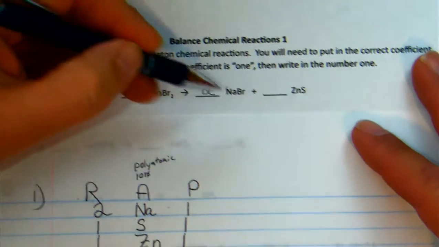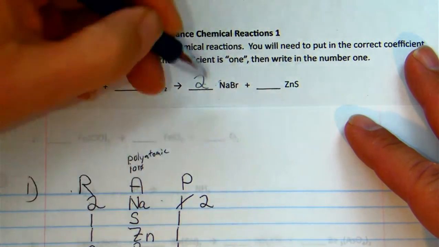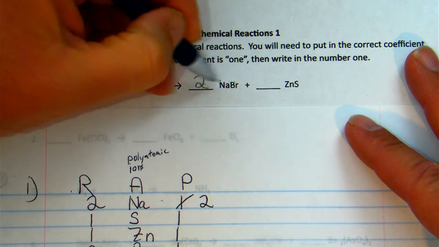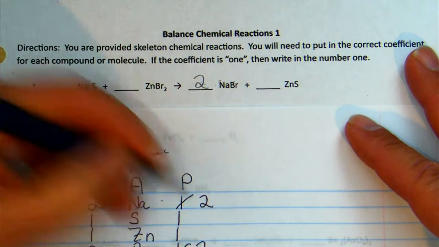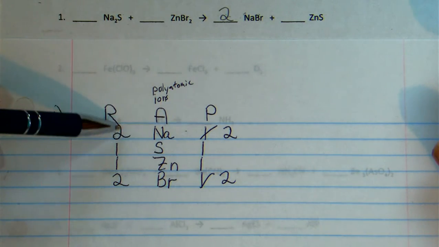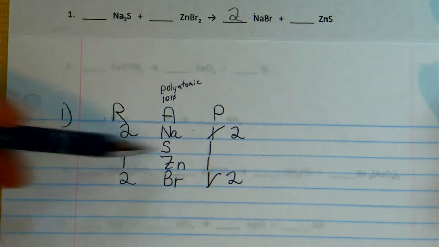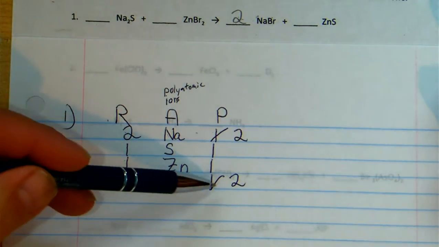And now I'm going to update my rap sheet. 2 sodiums on the right, and also now 2 bromines on the right. Looking at my rap sheet, I see I have 2 sodiums on the left, 2 on the right, 1 sulfur on the left, 1 on the right, 1 zinc on the left, 1 on the right, 2 bromines on the left, 2 on the right. Ta-da!